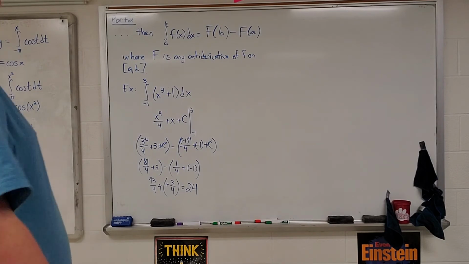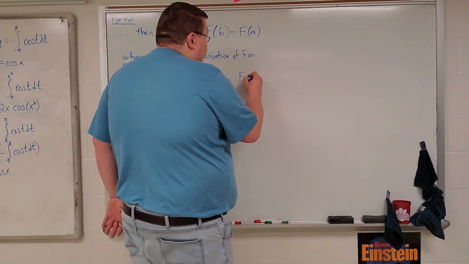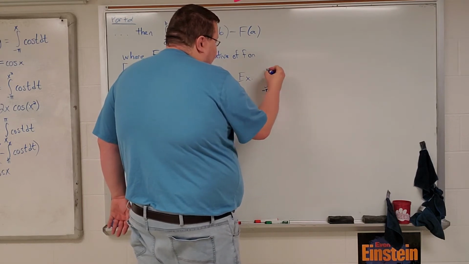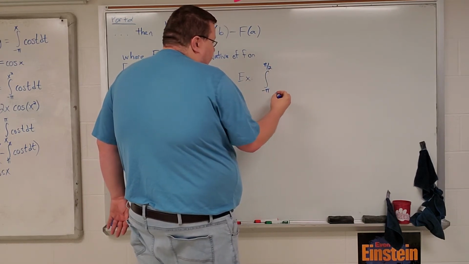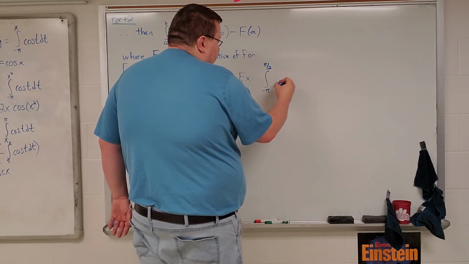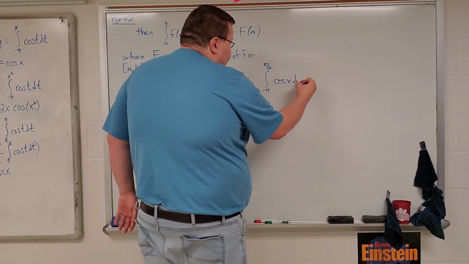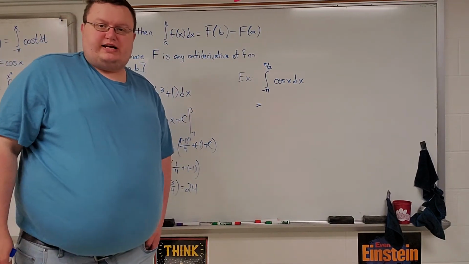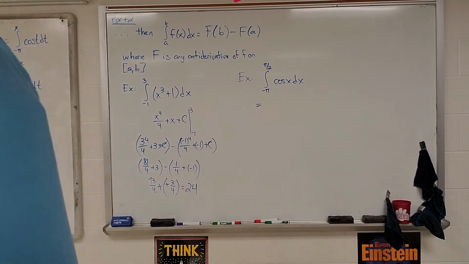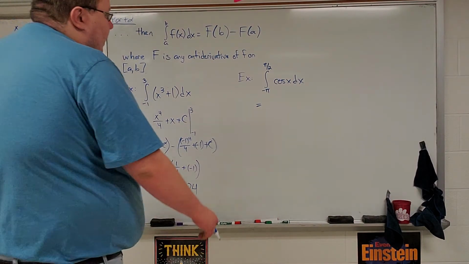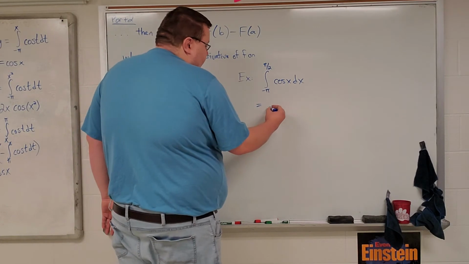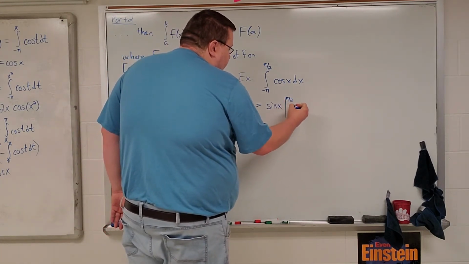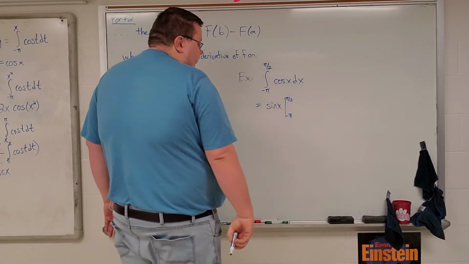All right, one more example. Let's do the integral from -pi to pi over 2 of cosine x dx. Maybe we'll do a couple more examples just to make sure we're good. So I anti-derive cosine, I get sine. Sine of x, I'm going to plug in pi over 2. I'm going to plug in -pi, and I'm going to subtract.